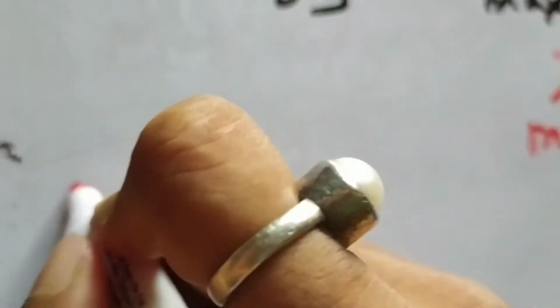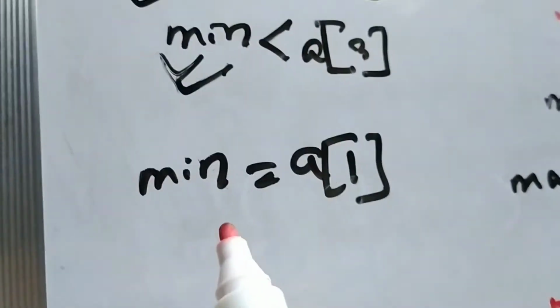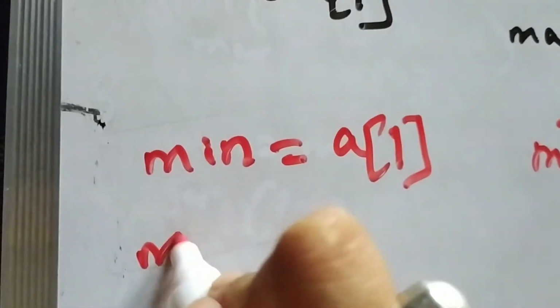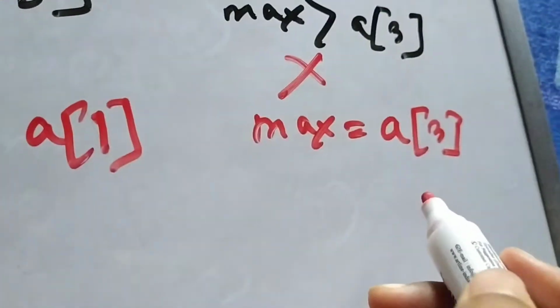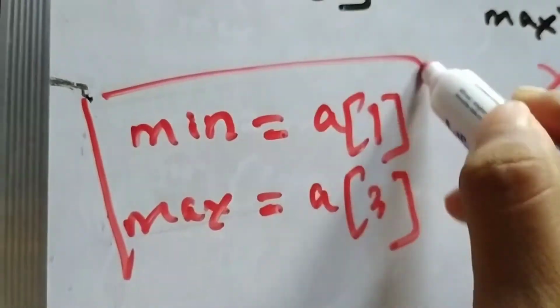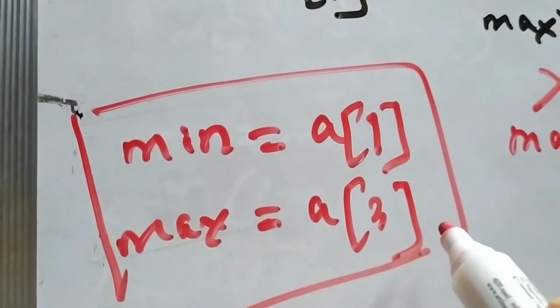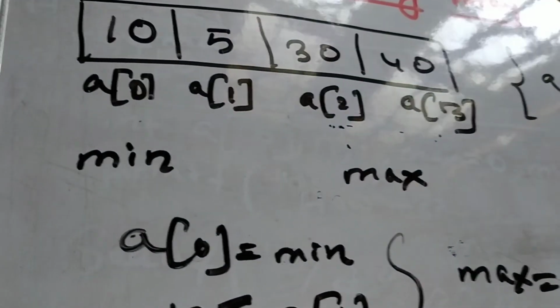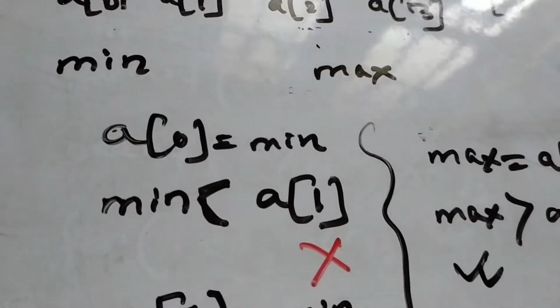So minimum equal to a1, max equal to a3. So this is the concept by which we can find the maximum and the minimum value in an array. Now I am explaining with the help of a program.